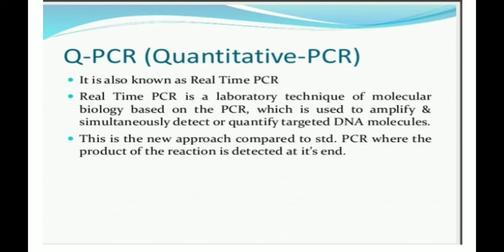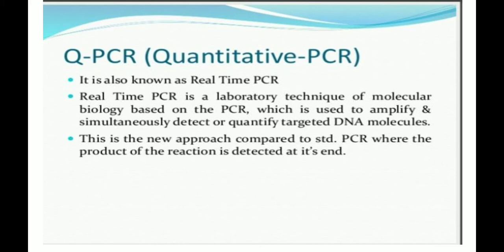So if you want to avoid that, what you need to do, I have explained, right? Then the second modification is qPCR. Q stands for quantitative PCR. This modification is also known as real time PCR. Real time PCR is a technique of molecular biology based on PCR. This technique is used to amplify and simultaneously detect or quantify targeted DNA molecules. So what is the use of this technique? By this technique you can amplify DNA, and you can detect or quantify targeted DNA molecules as well.